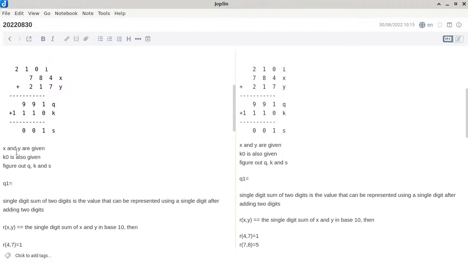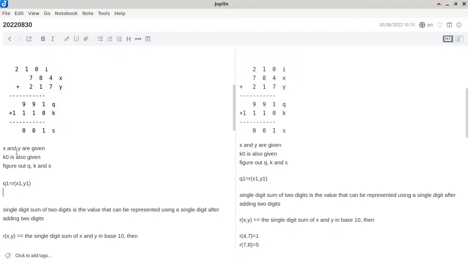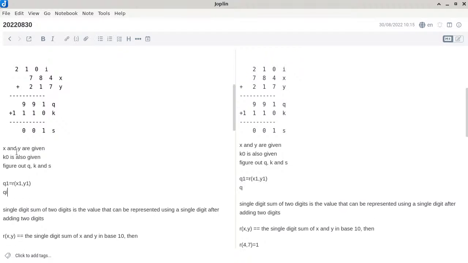Right, so it makes use of xi, yi, right? So Q of 1 is the R, the single digit sum of x1, y1. If we generalize this one more time, it is Q of i equals R of xi, yi. Is that okay? Because that's exactly how we got the 1 on this side.